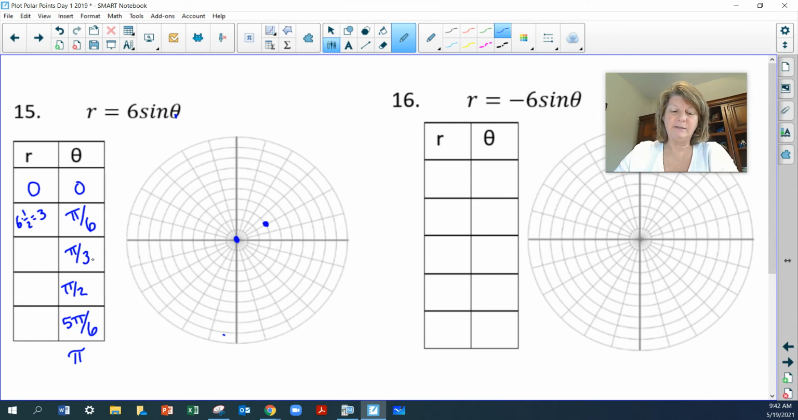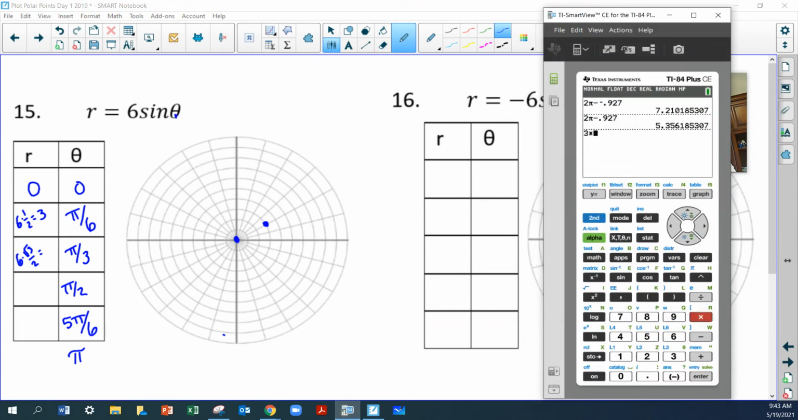Pi over 3 angle, this one is not going to be quite so pretty. That's a root 3, so I'd have a root 3 over 2. That's 3 root 3. 3 times square root 3 gets me a length around 5.2. So on pi over 3, 1, 2, 3, 4, 5.2. So slightly bigger than that. Let's make a big fat dot. And then pi over 2, well, we know that's where sine is 1, so this would get to 6. That's going to step out right there.